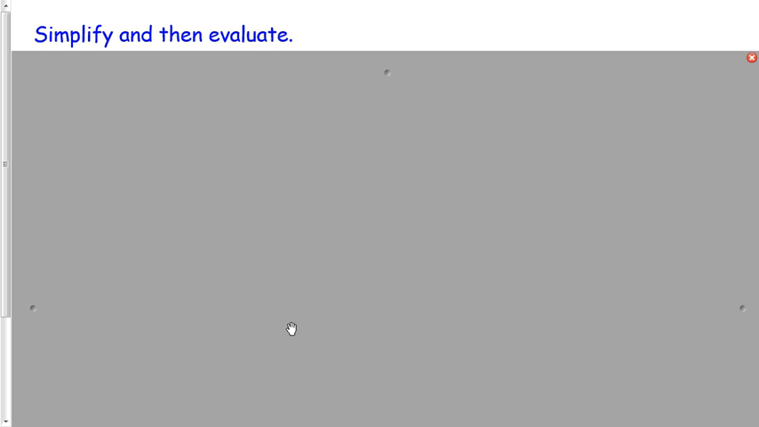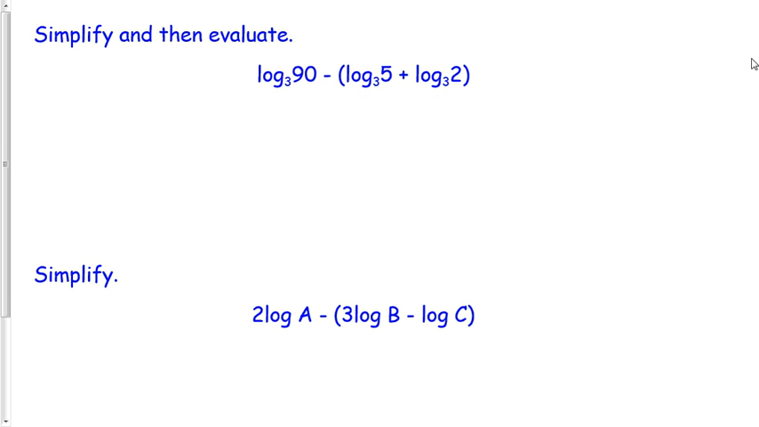Okay, to begin with today, just to review from class on Tuesday, I would like you to simplify and evaluate the first one. So use the laws of logarithms. You may need to look back in your notes, those 3 rules for logarithms, and then the second one as well. So see if I have them.